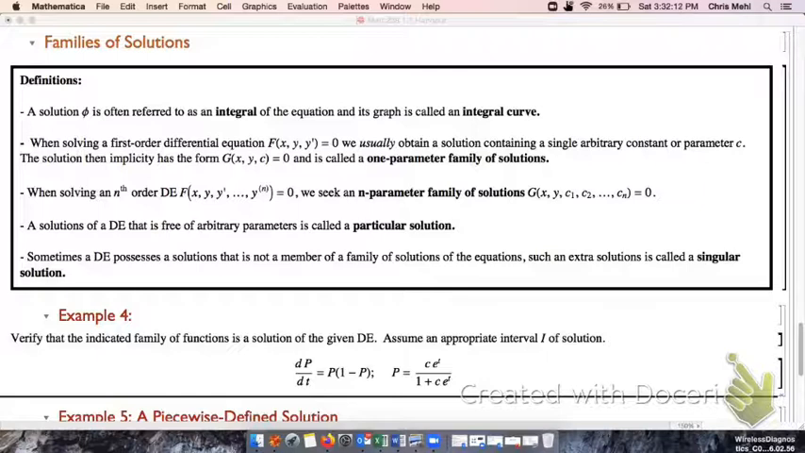A solution of a DE that is free of arbitrary parameters is called a particular solution. And sometimes a DE possesses solutions that are not a member of the family of solutions. Such an extra solution is called a singular solution. Okay, so you might be looking for solutions and you find some family of solutions. Okay, that isn't necessarily going to give you all possible solutions. There might be extra solutions called singular.